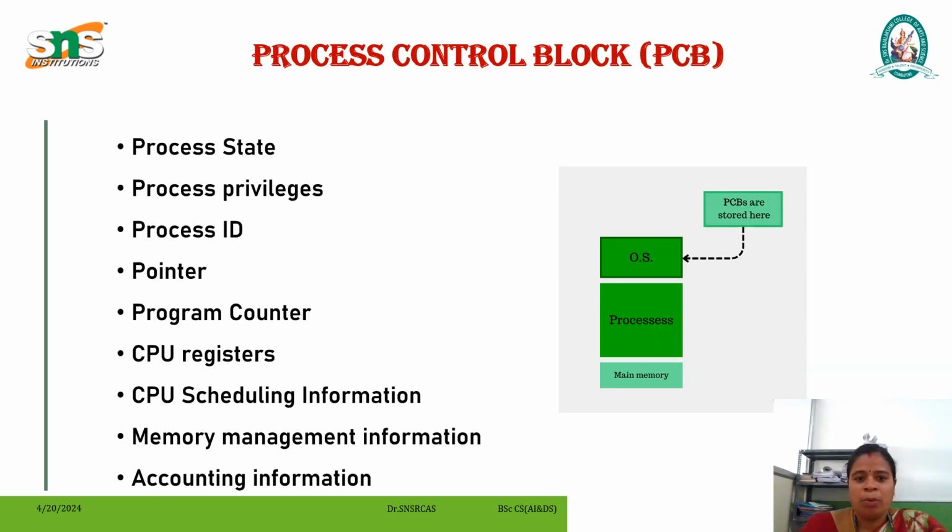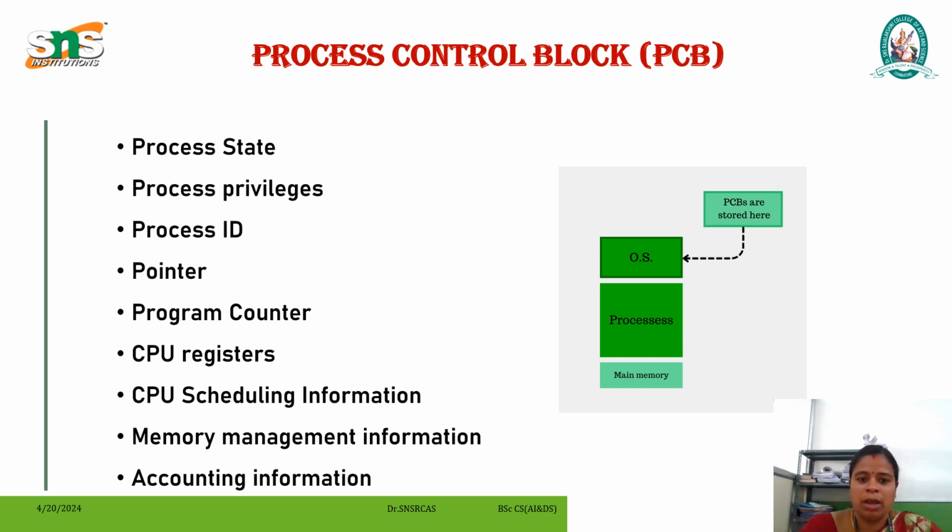Next one, process control block, PCB. Process control block is the data structure maintained by the operating system for every process. Process control block is identified by an integer process ID, that is PID, process ID. The process state, the current state of the process, that is whether it is ready, running, waiting, or whatever. The process privileges. This is required to allow or disallow access to system resources.